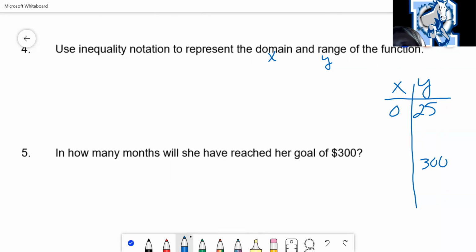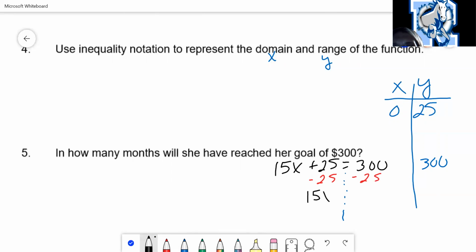My equation, you can do it a couple different ways if we looked at the calculator, or we're going to solve this by hand and then talk about it. So it's $15 each month. So 15x plus 25 is what we start with. We're trying to get to 300. So let's find out what X is to find out how many months it'll take to get there. I'm going to subtract 25 from each side. I'm going to have 15x equals 275.